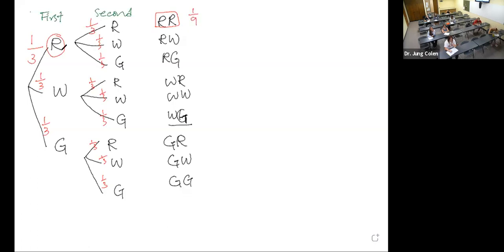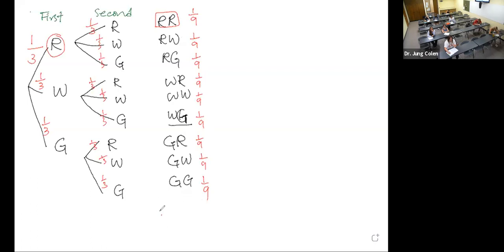The probability to get RW, red and white, 1/3 times 1/3, is 1/9. All of these are 1/9 because it's 1/3 times 1/3, and so on, right? So all of these are 1/9. Any question for that? No. Okay. So these are all the sample spaces for this event, doing yours twice by replacing them, right?